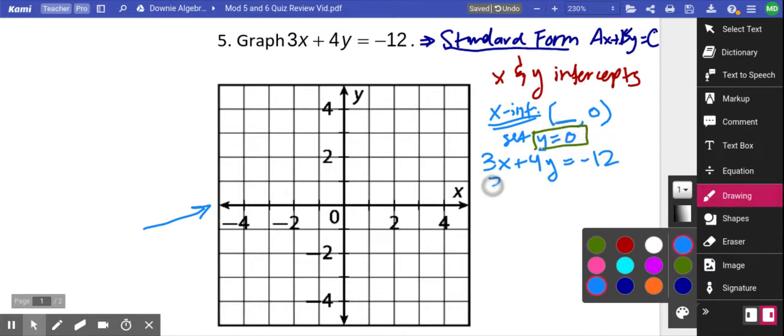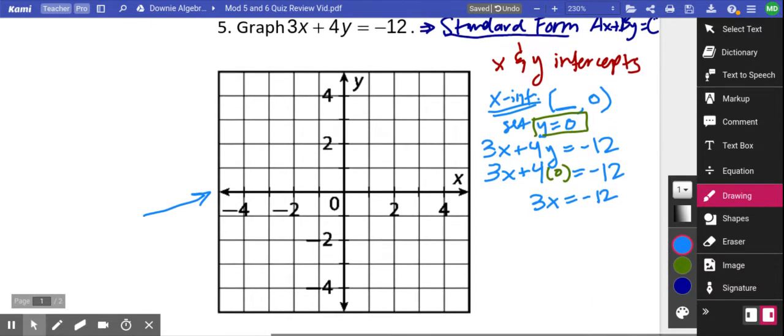I'm going to say 3x plus 4 times 0 equals negative 12. Let's simplify. 4 times 0 is just 0. I'm left with 3x equals negative 12. We can divide by 3 to get x all by itself. x is equal to negative 4.